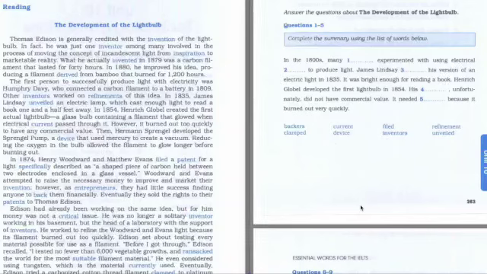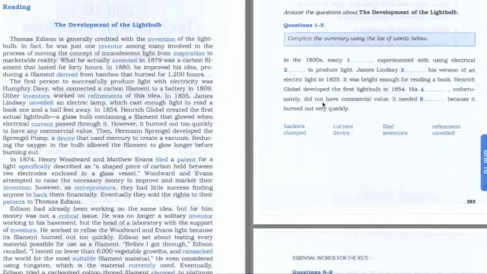Hello guys, today we're going to proceed with Barron's Essential Words for IELTS, Unit 10, Text 1. On the left hand side we have a text, the development of the light bulb. On the right hand side we have a task. Let's read the task. Answer the question about the development of the light bulb.